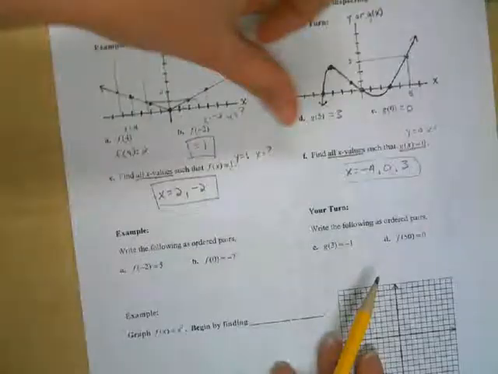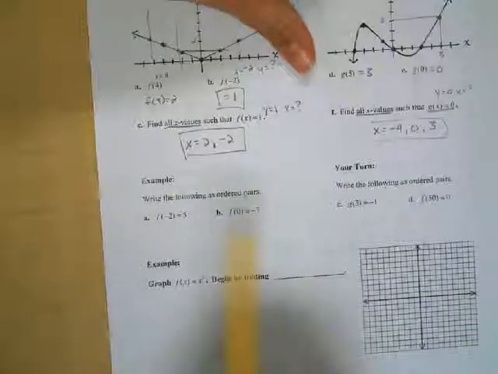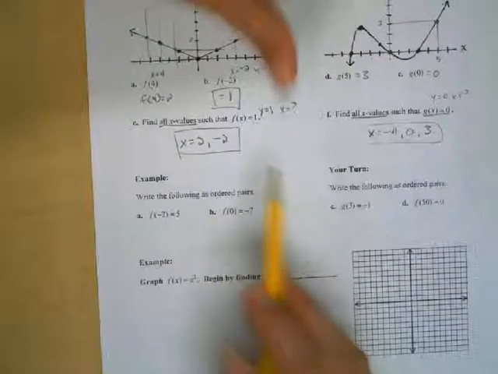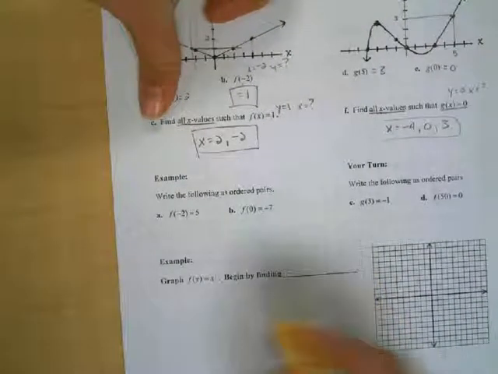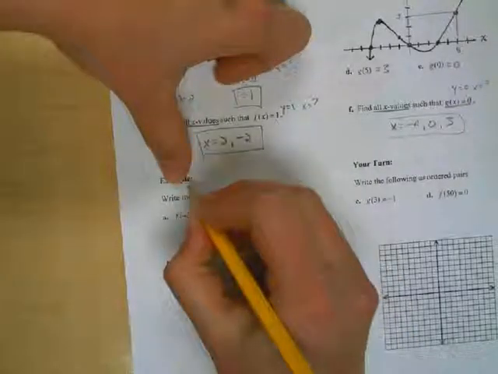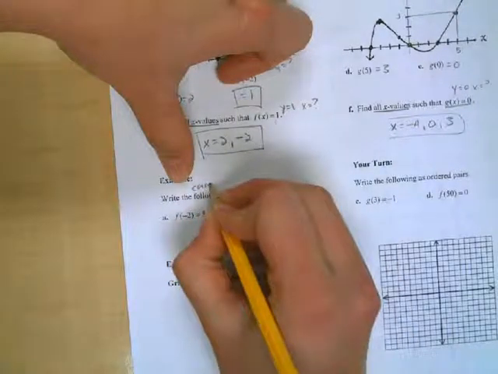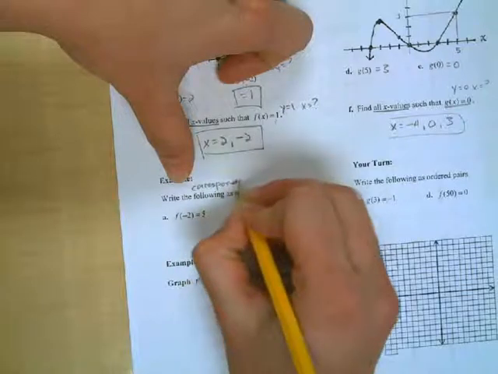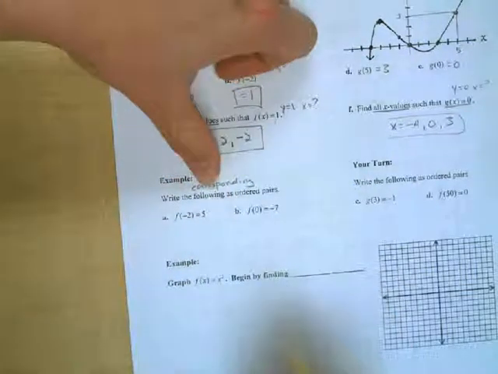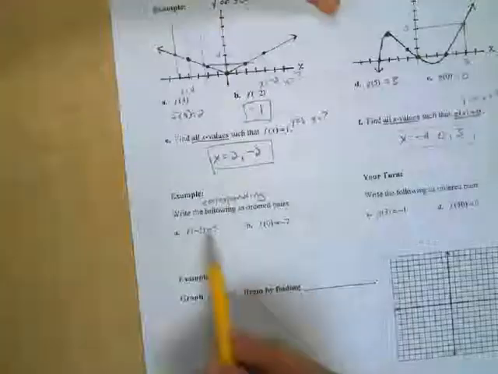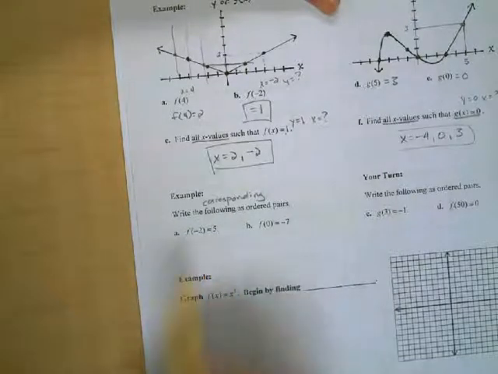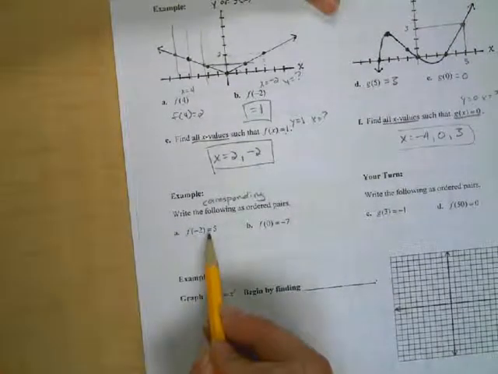Now this next part, they say write the following as ordered pairs. I believe in your homework and your tests, they would say something like write the corresponding ordered pairs. Corresponding ordered pairs just means write the ordered pair that goes along with this particular notation. So f of -2 equals 5.